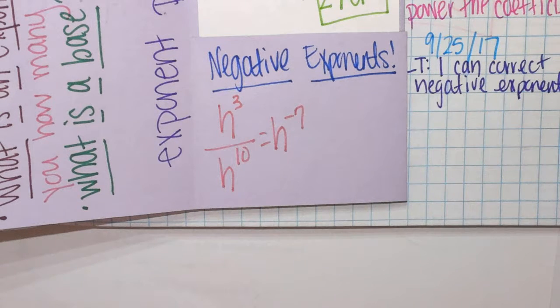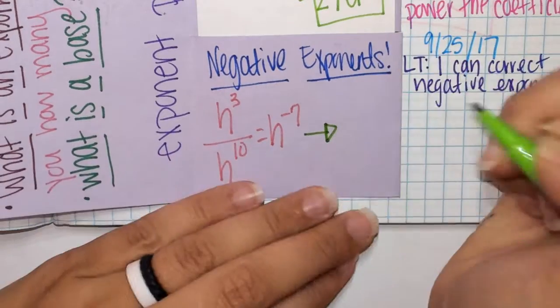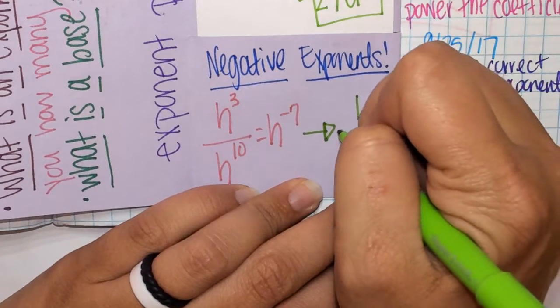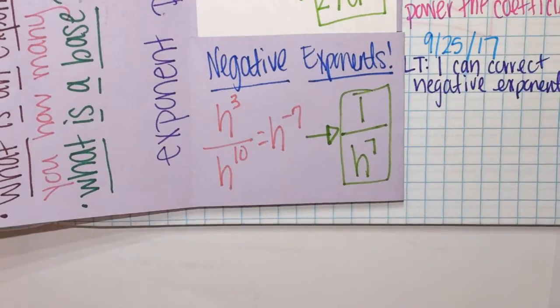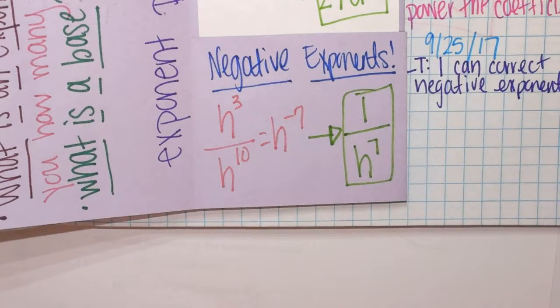Now, you cannot have a negative exponent. So here's what happens. Are you ready? You flip it, and it becomes 1 divided by h to the 7th, and that turns it positive. You didn't have to write it. Wait, is it always divided by 1? It's not divided by 1. It's 1 divided by h to the 7th. That's what I was asking.